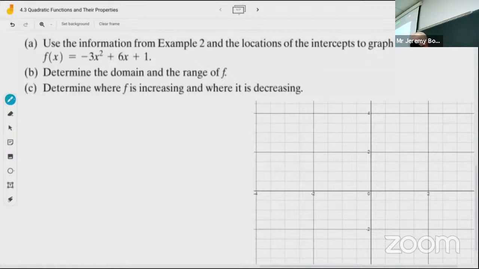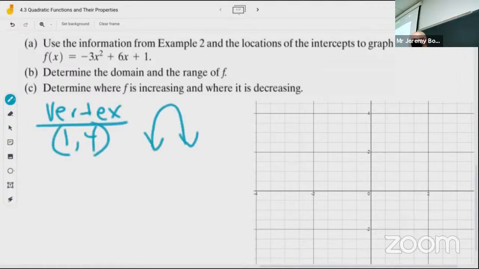All right, so we got the same function, and we determined earlier that the vertex was what? 1, 4. And we know that it opens down. And we know the range is negative infinity to 4. And we know the domain is negative infinity to positive infinity. So I don't think we need to talk about that again.